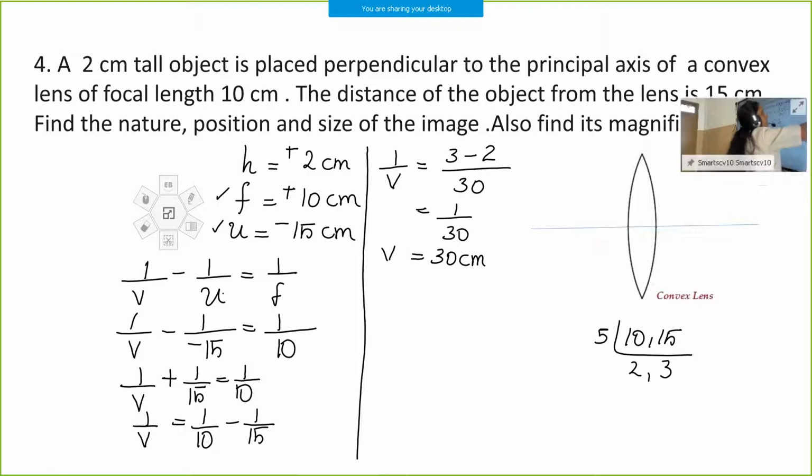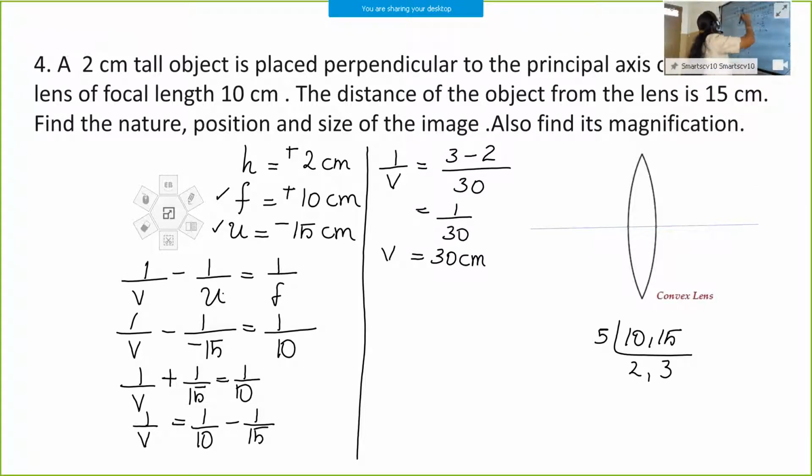So here it is given that the object height is 2 centimeter, and it is kept at a distance of 15 centimeter. So distance from object to the optical center is 15 centimeter. O is the optical center, AB is the object. And what is the focal length? Focal length is 10 centimeter. You have f on either side, 10 centimeter.